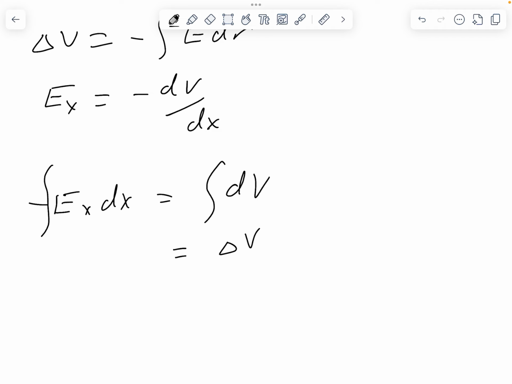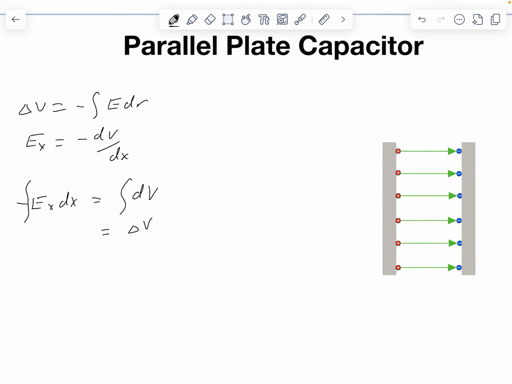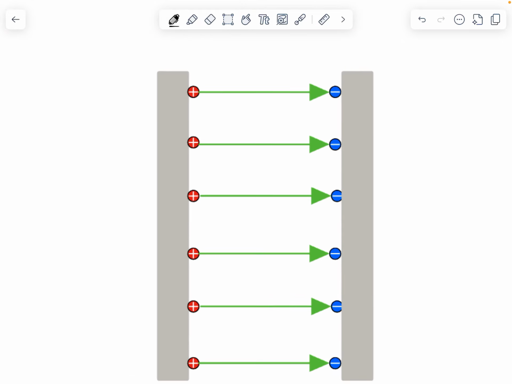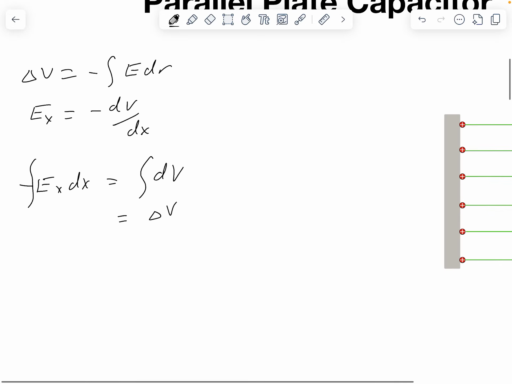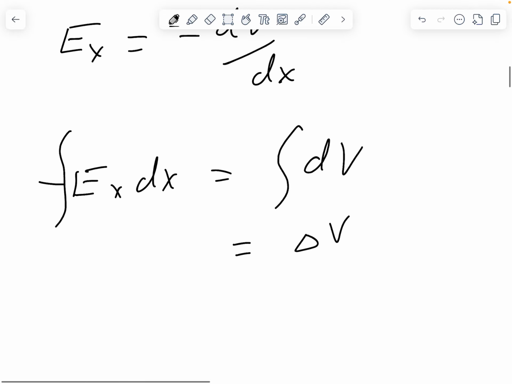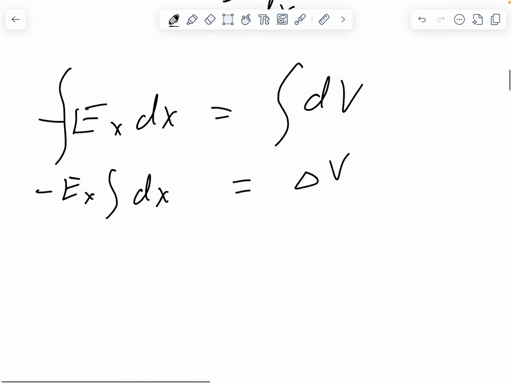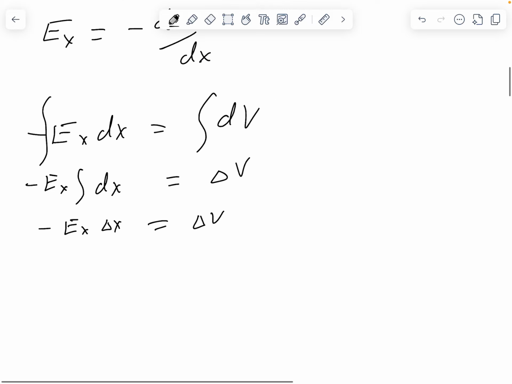On the other side, if our electric field happens to be constant, which for parallel plates it is, that's exactly what we want. Then E_x is just some constant, so if I pull that constant out, I'm taking the integral of dx. And much like the integral of dV gives the change in the voltage, if I do that I get the change in position, just like that.